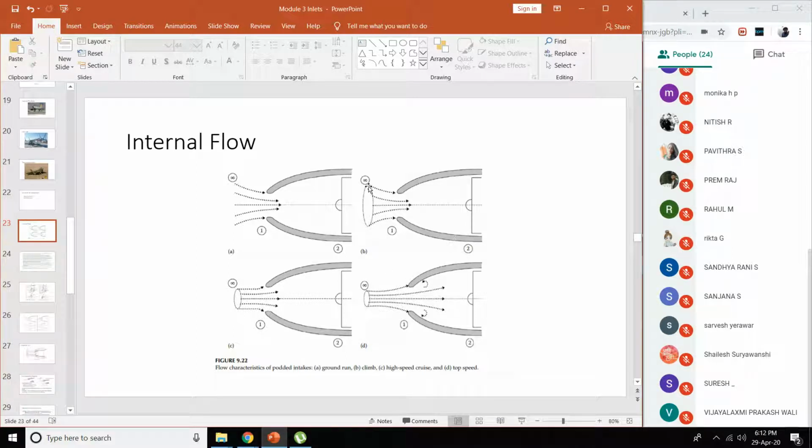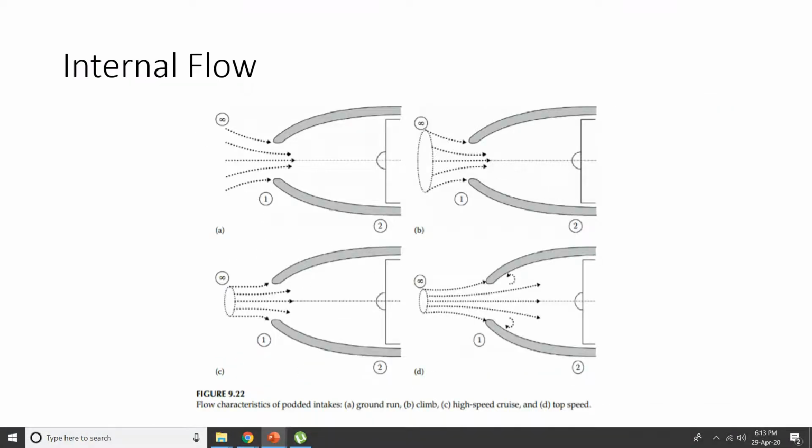So as you increase the speed, your capture area reduces, and the mass flow rate is also reduced. Like I said in the previous class, in the designing process there is something called design point view and off design point view. Since this is a fixed inlet, meaning this diameter won't change, once you design it, it will be the same throughout. You can't change it during any cruise conditions.